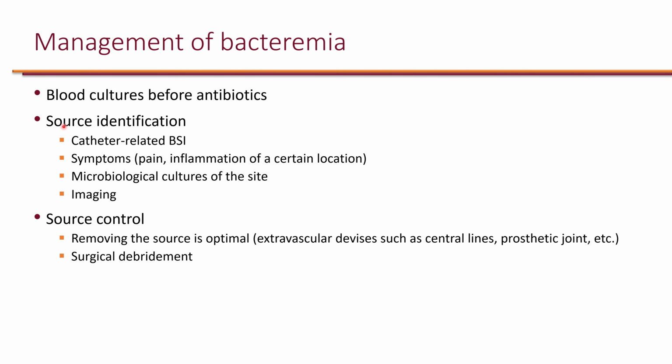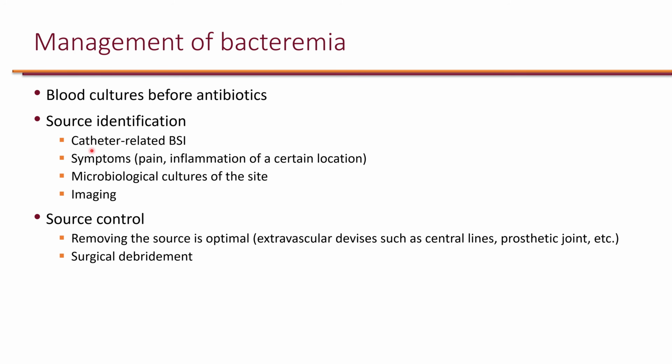Now, source identification. It's important to know how the bacteria got into the blood, right? Bacteria don't belong in the blood. So you need to identify the source. And that's important because we're going to talk about source control. Without source control, you can continue to give antibiotics, but once you stop antibiotics, if you haven't removed the source, the bacteria will continue to come back. So it's extremely important to identify the source.